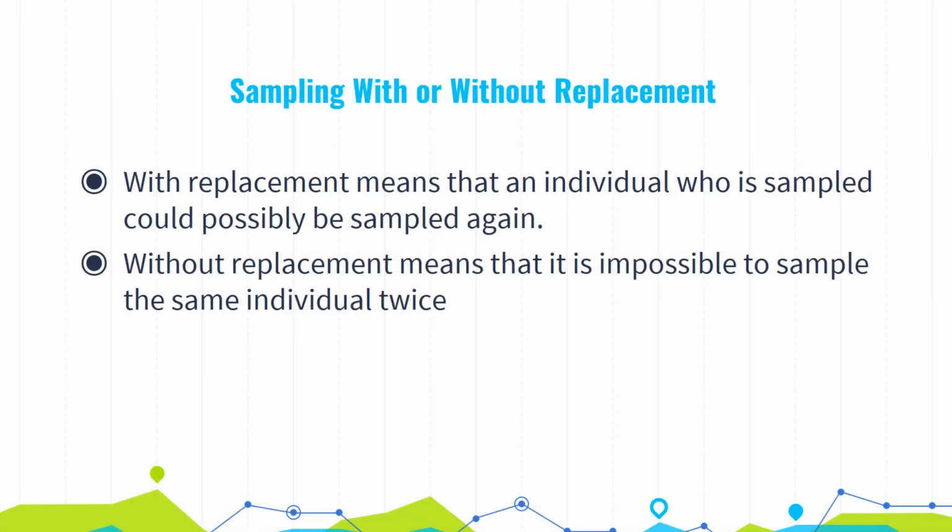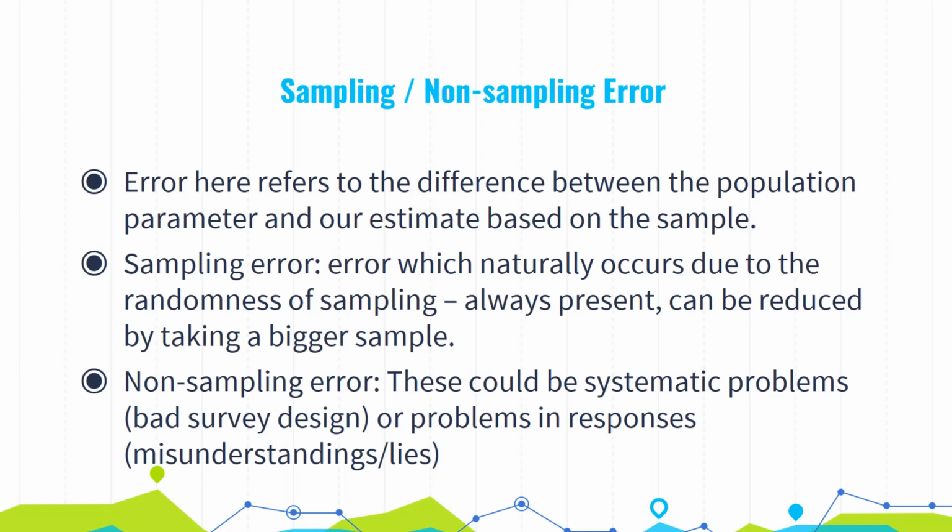So, the idea of sampling with or without replacement. With replacement means that an individual who was sampled could possibly be sampled again. If you were sampling fish, you catch fish, you measure them, and then you drop them back in the water. When you catch more fish, you may possibly catch the same fish again. Without replacement means it's impossible to sample the same person twice. When we sample people, we can tell if we're talking to the same person again because we can record some sort of unique identifier from that individual.